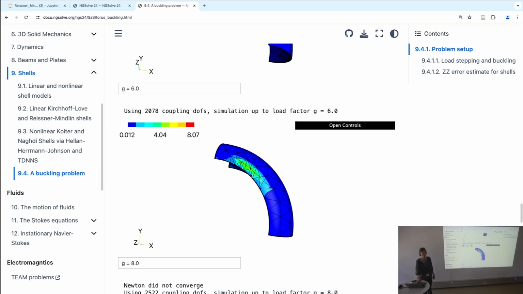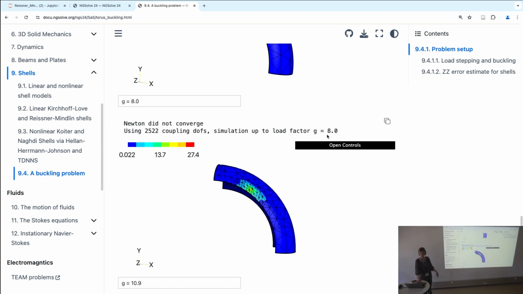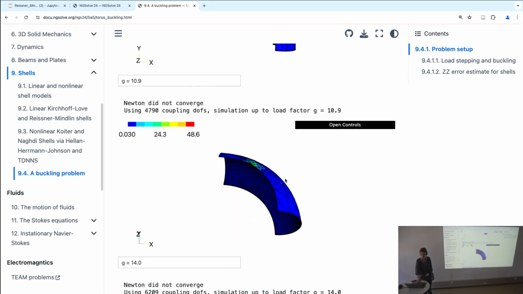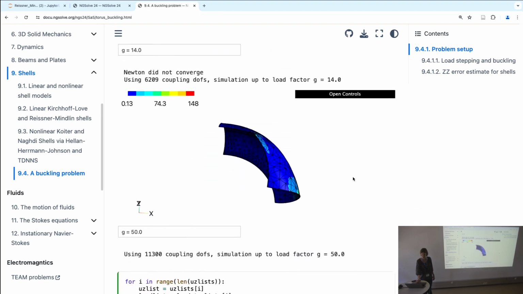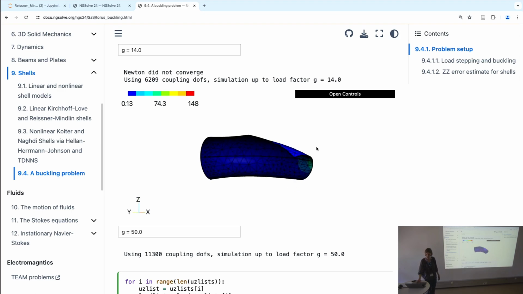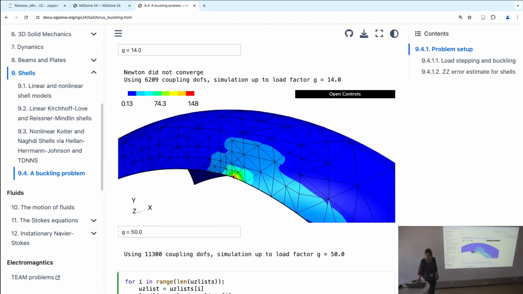We get some refinement here where the problem seems to happen. Another refinement step, and each time, so now the load factor went up to G equals 8, G equals 10.9. We want to go up to 50. Here we have already some rather fine mesh. And then at some point, the mesh was fine enough to get to the final solution with the almost kink here. And another round of adaptive mesh refinement would lead to some additional elements here and probably a more accurate solution.